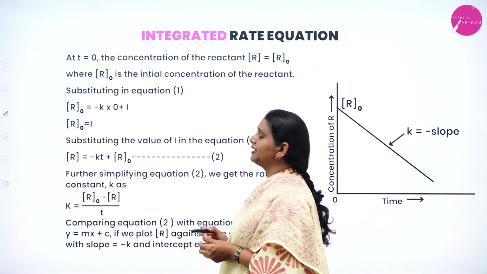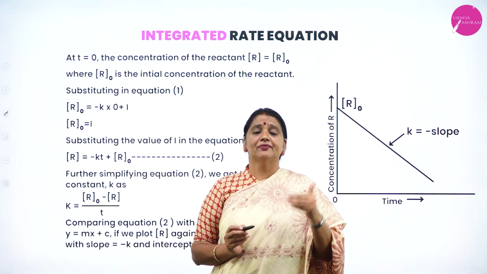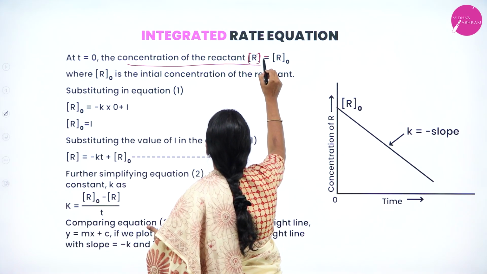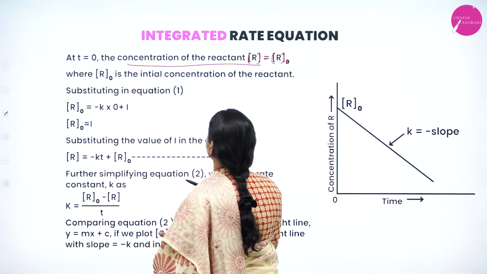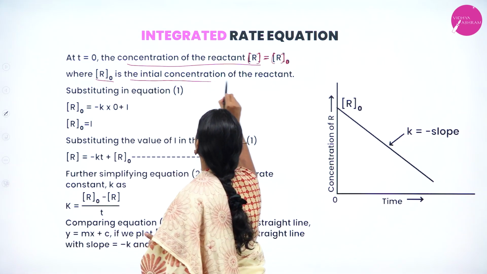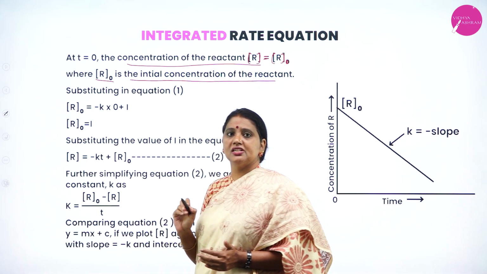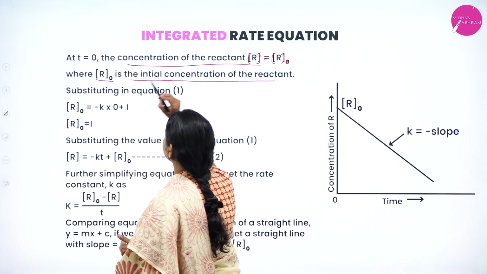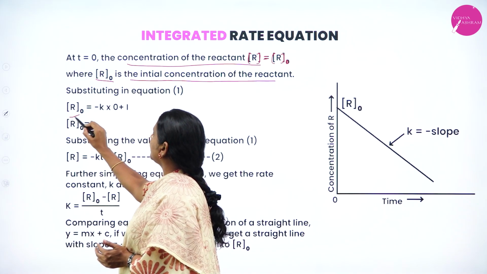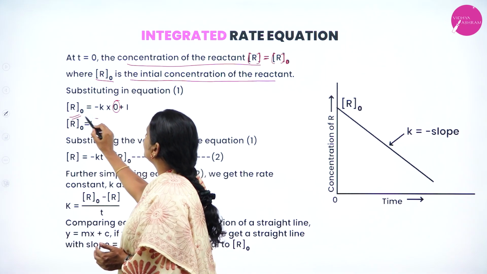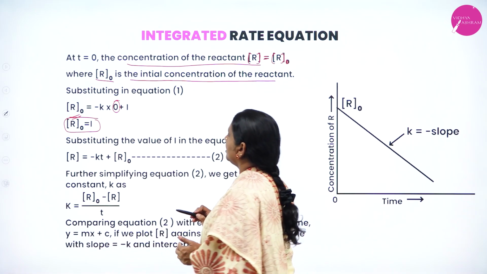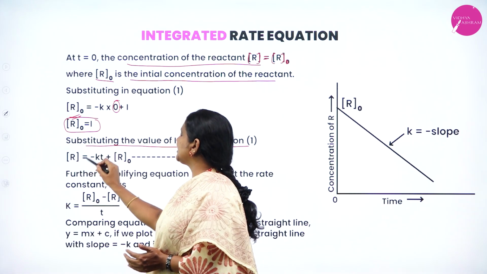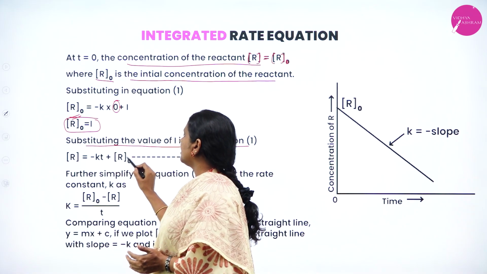When time is 0, that is, I have not yet started the reaction, the molar concentration of the reactant is equal to R0. R0 is the initial concentration of the reactant. Substituting t equal to 0 and R equal to R0 in the equation, in place of R you put R0 and in place of time you put 0, you will get I is equal to R0. Substituting this value in equation 1, the molar concentration of R is equal to minus kt plus R0.